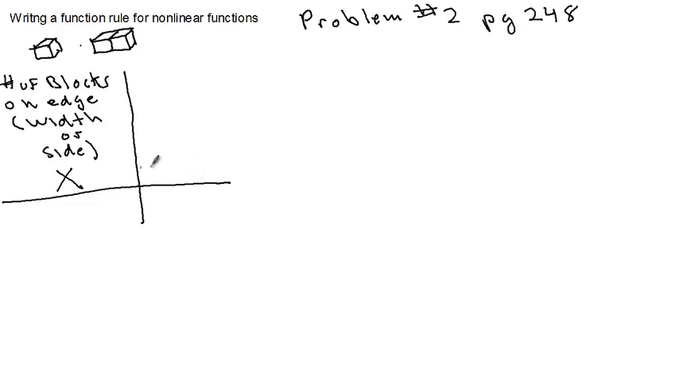And then on the other column, it's the total number of blocks. Well, the total number of blocks is nothing more than our volume. The volume, total number of blocks. And that's really our volume. And that's going to be the y value.